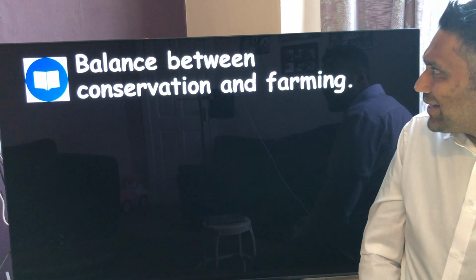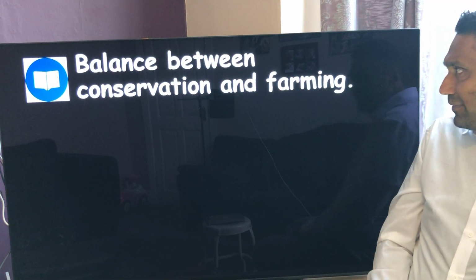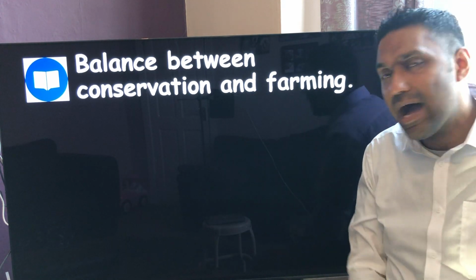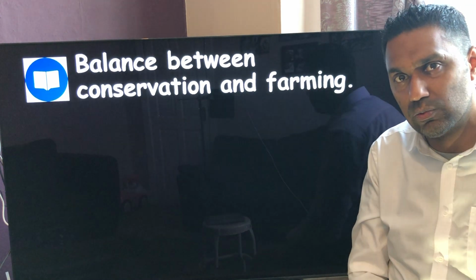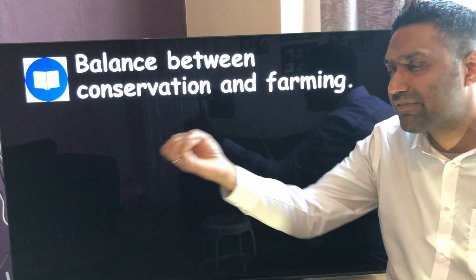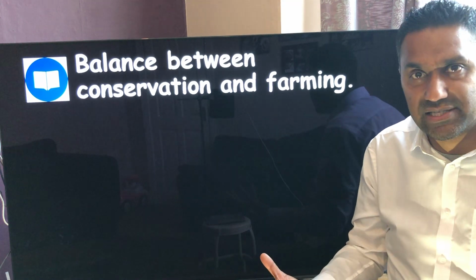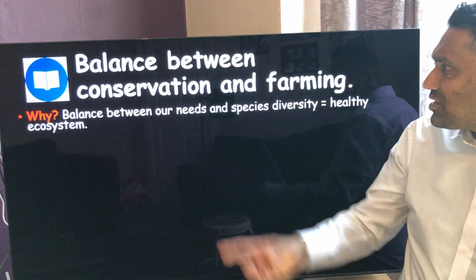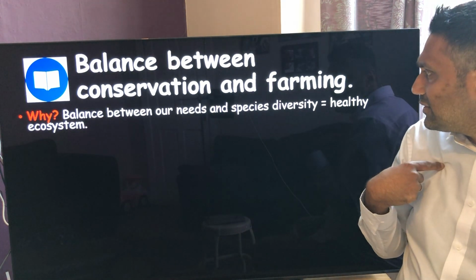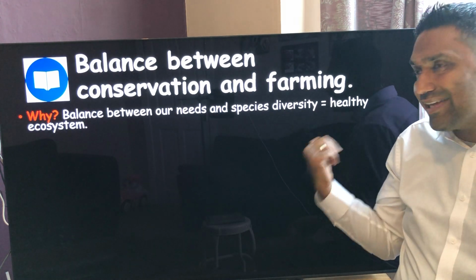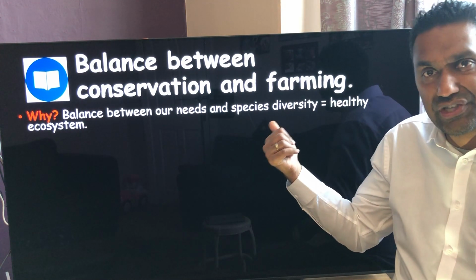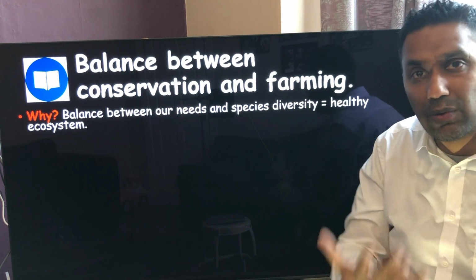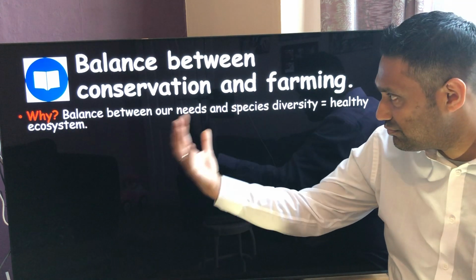Now, how do we balance between farming and conservation? Because conservation is trying to maintain our species diversity. We want it to be as high as possible. We want lots of different species, and we want abundance of species, like lots of them. So why do we need it? We need to balance between our needs and species diversity to have a healthy ecosystem. Because if we don't have species diversity, species die, the ecosystem collapses, and it's going to affect us. We won't have food as well. We won't have natural resources.